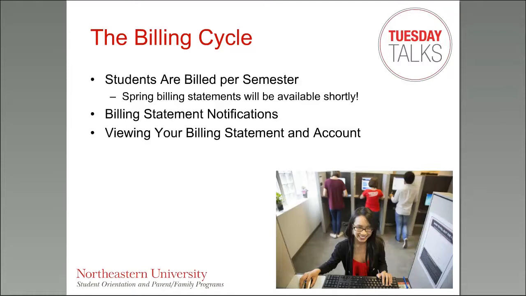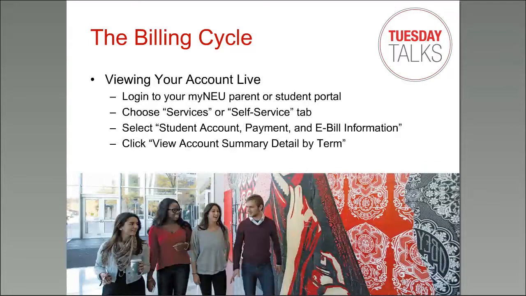Now, to view your billing statement, you have access to your MyNU portal, your My Northeastern portal, which will soon be coming, as the parent or the student. You can also see the live bill that will come out as well. You can do this by going to your MyNEU and eventually My Northeastern Parent or Student Portal, choosing the Services or Self-Service tab, and then clicking on Student Account Payment and e-bill information. By clicking View Account Summary Detail by Term, you're going to see live, up-to-date account information. This will show you everything that's up to date, unlike the billing statement, which is a static document and will only reflect a snapshot in time.